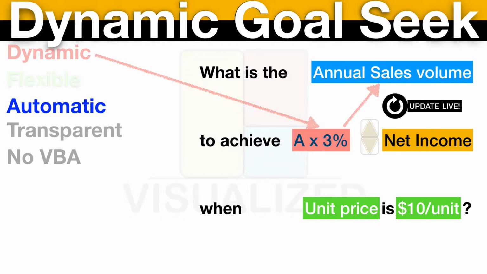It is automatic because Excel lively updates the goal-seek results as you update the model. This is another key difference between the native goal-seek function and the solution. You may change some settings of the calculation model, and as you do, goal-seek results are updated without having to run it one by one.